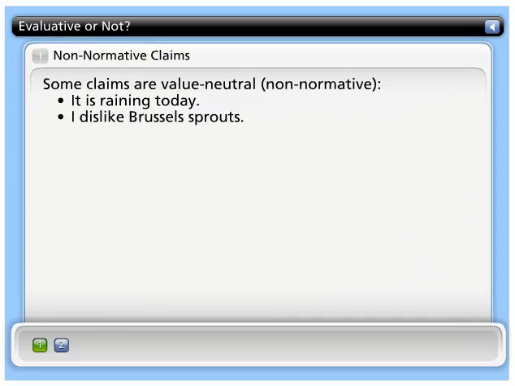So here is a claim that is not evaluative. It is raining today. It may be true, it may be false, but it is not evaluating anything. Here's another claim that's not evaluative. I dislike Brussels sprouts. This is true, but it's not an evaluation. Claims that offer no evaluation, that involve no values, we'll call non-normative.